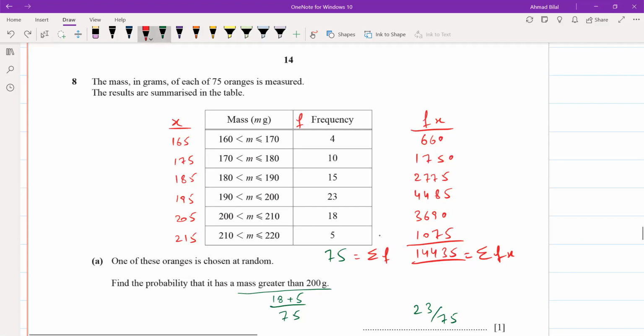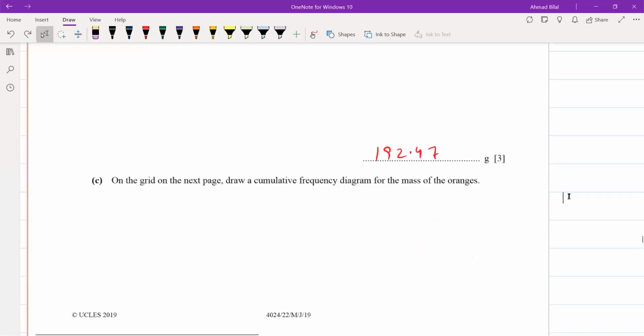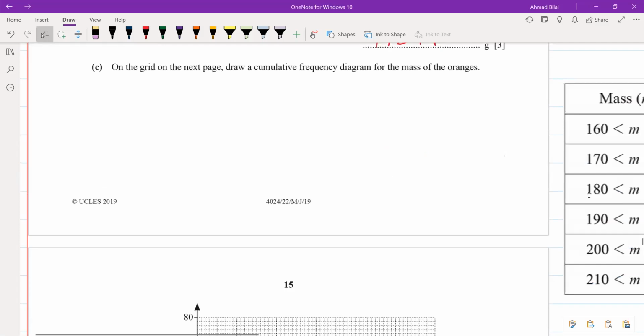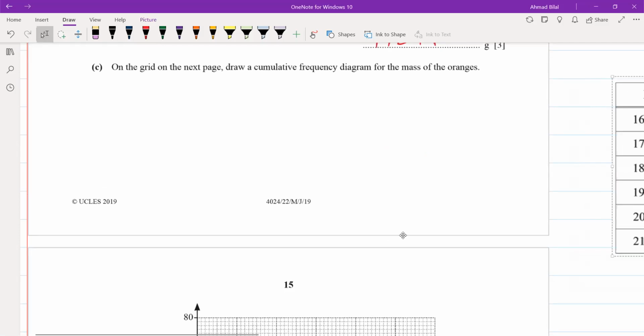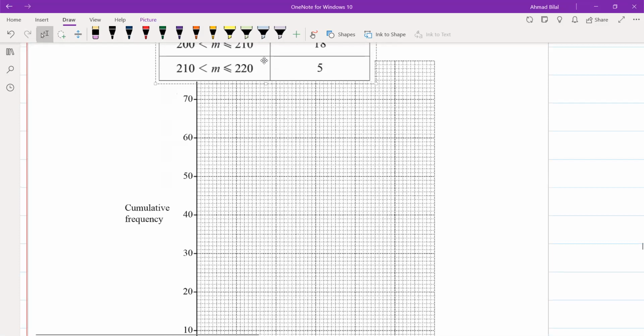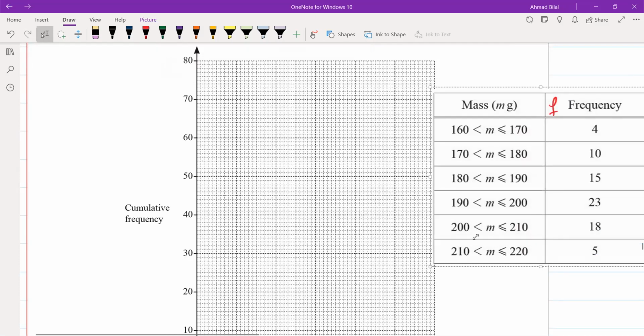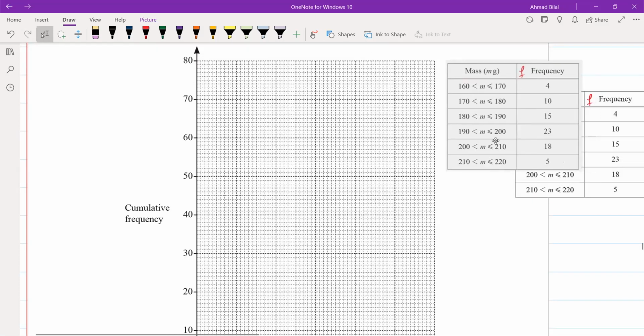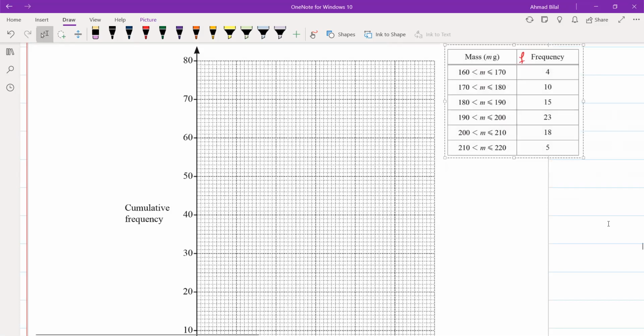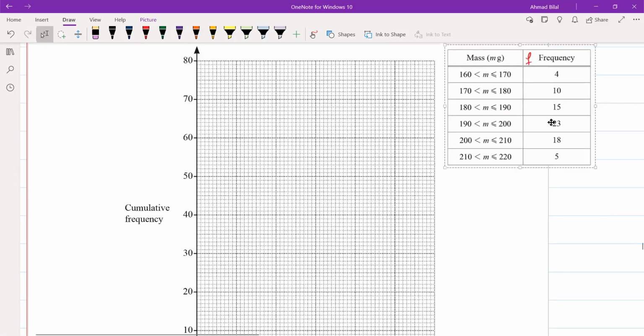So हम यहाँ पे क्या कर सकते हैं? We can make another table on a side, और या फिर हम क्या करते हैं? Let's copy this table here. Okay, this is the table that we have basically, and what we want is we want cumulative frequencies instead of these frequencies. So उसके लिए क्या करना होता है?